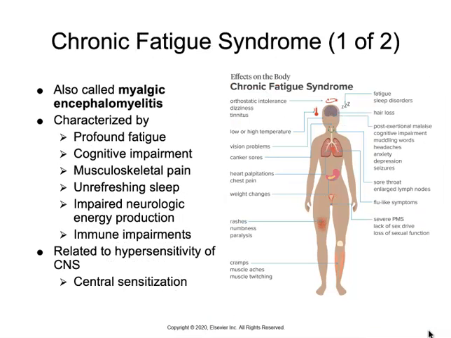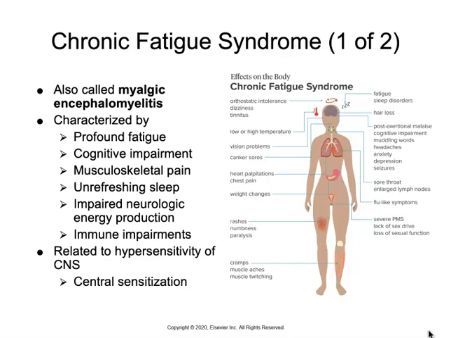Next, we have chronic fatigue syndrome, which is also called myalgic encephalomyelitis. And this is quite a debilitating condition. It is going to be characterized by profound, persistent, unexplained fatigue that's worsened by physical or mental activity. It's also going to involve cognitive impairment, musculoskeletal pain, and unrefreshing sleep, which is also known as non-restorative sleep. It's when you wake up feeling tired and groggy, like you haven't slept at all, even if you got a full night's rest.